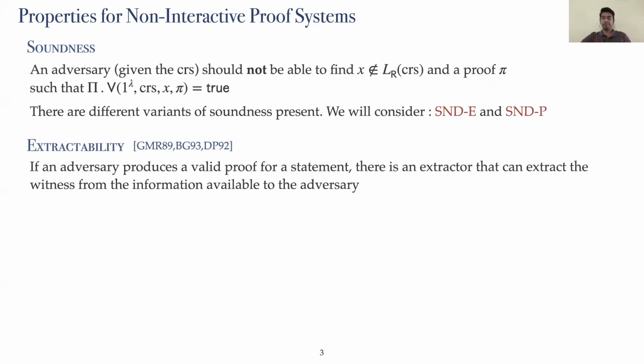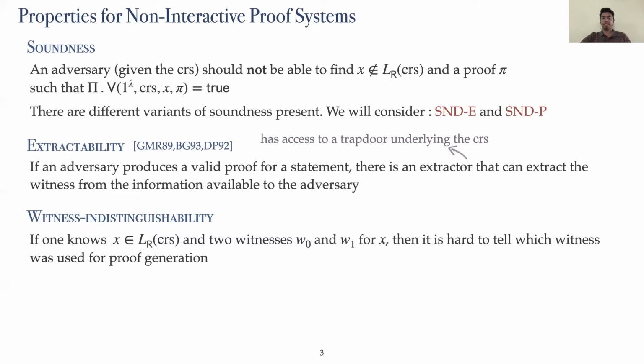The extractability property is also known as the proof of knowledge property. It requires that if the prover is able to produce a valid proof for a statement, then there is an extractor algorithm that can obtain the witness from the information the adversary has access to. The extractor is given access to a trapdoor that underlies the common reference string.